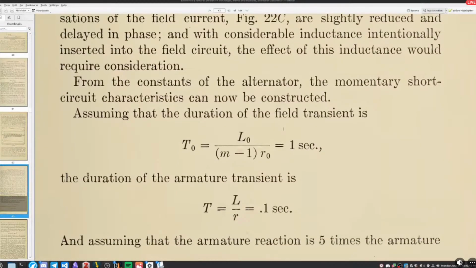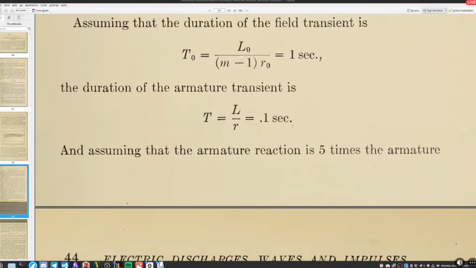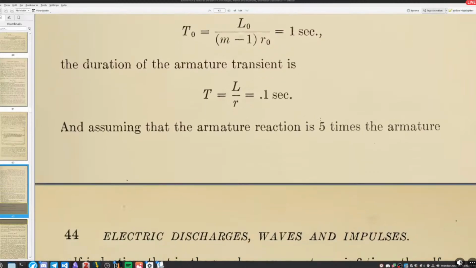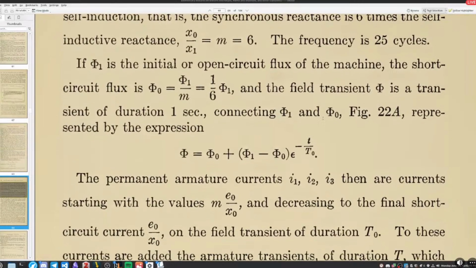Assuming that the duration of the field transient is T0 equals L0 over (m minus 1) R0 equals 1 second, the duration of the armature transient is t equals L over R equals 0.1 seconds. And assuming that the armature reaction is 5 times the armature self-induction, that is, the synchronous reactance is 6 times the self-inductive reactance, x0 over x1 equals m equals 6. The frequency is 25 cycles.